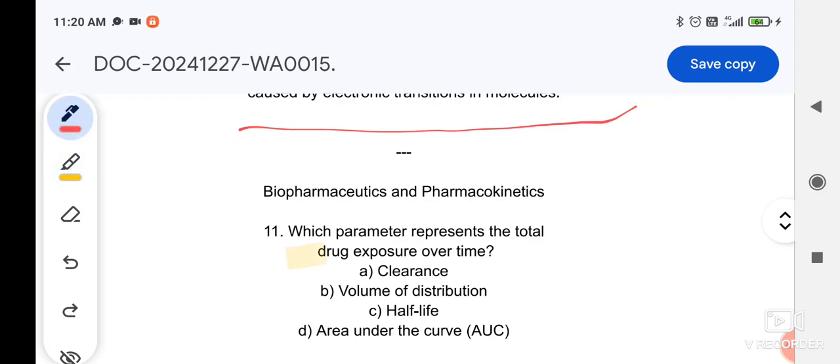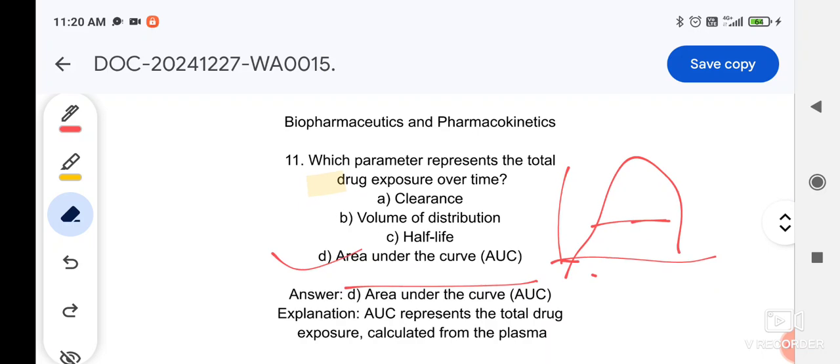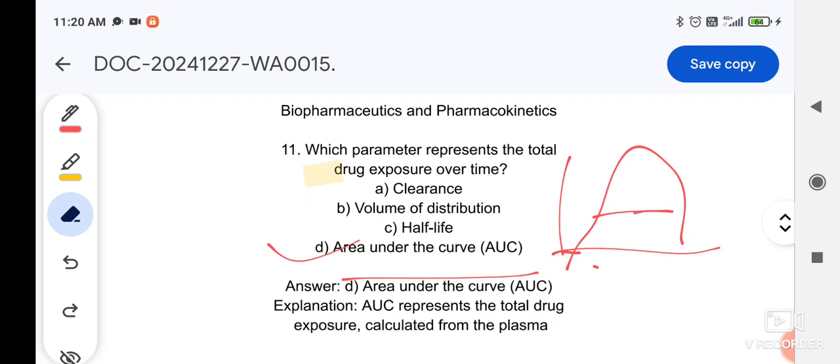Total drug exposure. Now the correct answer to the above question is option D, that is area under curve, because this is the area under the curve. This represents the drug exposure over time, the whole drug exposure over time. Area under curve represents total drug exposure calculated from the plasma.